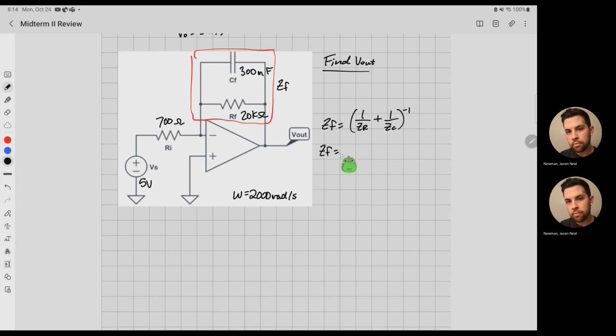So let's do ZF is equal to 1 over 20K, because our ZR is right here. ZR is equal to R, which is just RF, which is right here. So that's 20K. And then we're going to say this is going to be 1 over J omega C, right? Well, we know that 1 over J is equal to negative J. So what I'm going to do is just bring this negative up and say this is negative 1 over J omega C to the negative 1 still. And omega C is going to be 1 over 20K minus 1 over J omega, which is going to be 2,000. And then C is going to be 300 nanos.